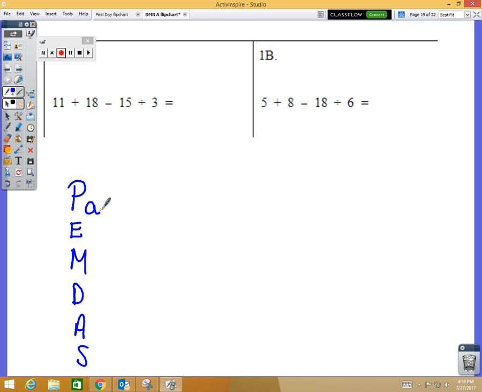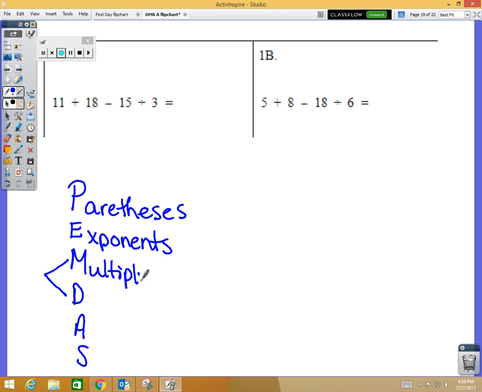P is parentheses. E is exponents. This is where some people start getting confused. The M and the D actually go together. Multiplying and dividing we want to do from left to right. And then adding and subtracting are last. And again, those are also from left to right. So we do not want to forget these steps here, that they go from left to right.